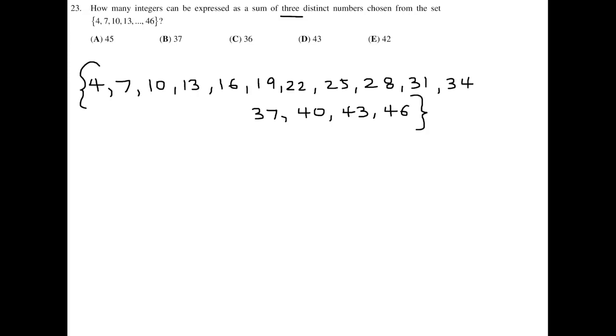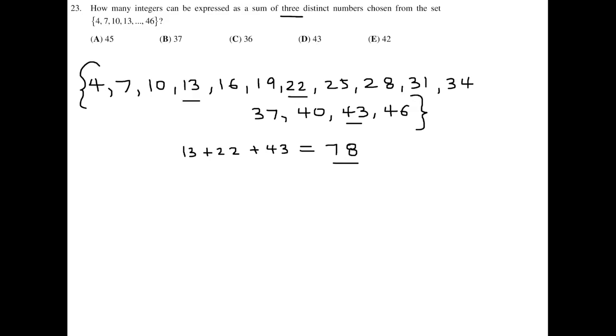And they want you to find the sum of 3 distinct numbers. So for example, if I chose 13, 22, and 43, 13 plus 22 plus 43, this sum is equal to 78. So what they want us to find is how many integers can be expressed as a sum of 3 distinct numbers chosen from the set. So how many different possibilities are there for a possible sum? This is just one that I gave you. How many of these can we get? All right. So how do we approach this?